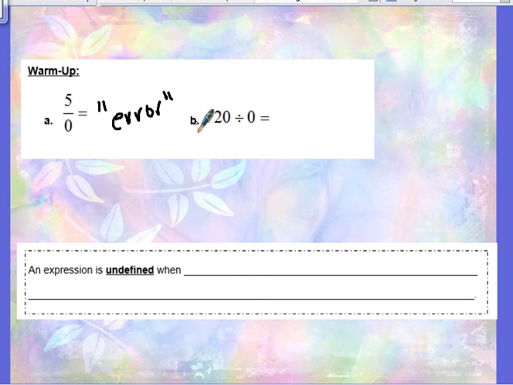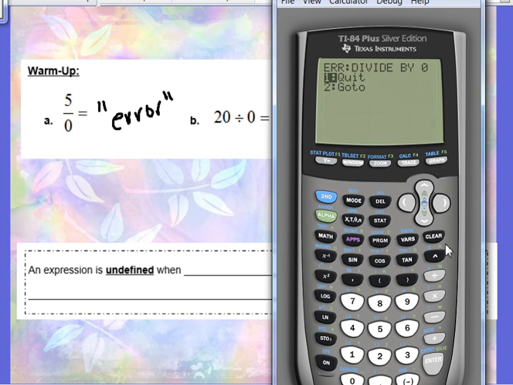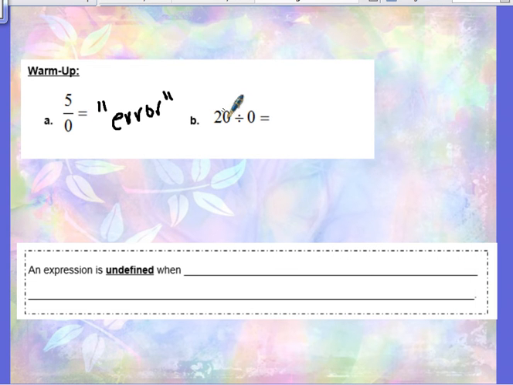Now try 20 divided by 0 in your calculator. We also get another error message. So hopefully you recall that you're not allowed to divide by 0. It just doesn't make sense. Our new vocabulary word to describe this is called undefined.